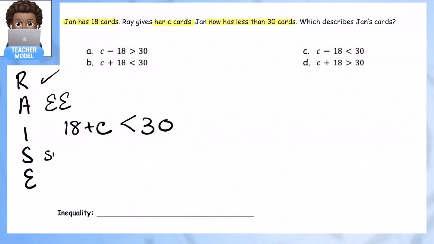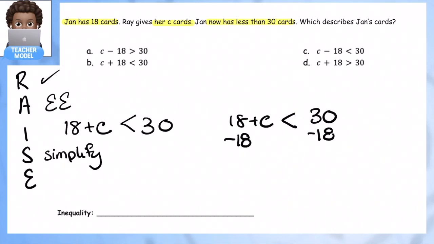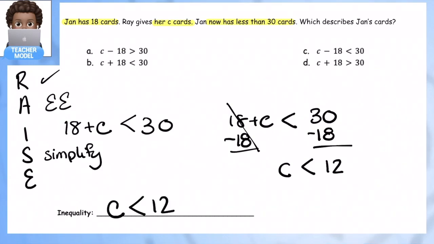So let's simplify this and find the solution. So 18 plus C is less than 30. Let's make this a zero pair by subtracting 18 on both sides. C is less than 12. So there's our inequality. C is less than 12.